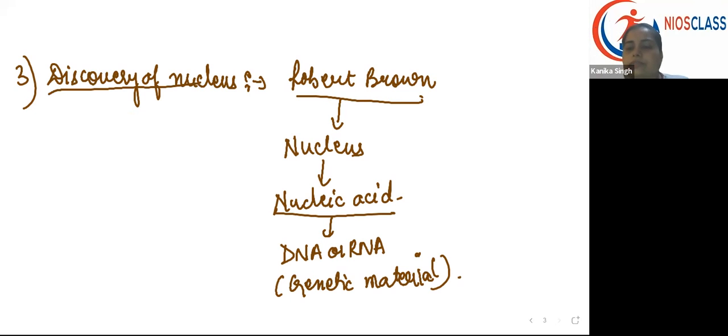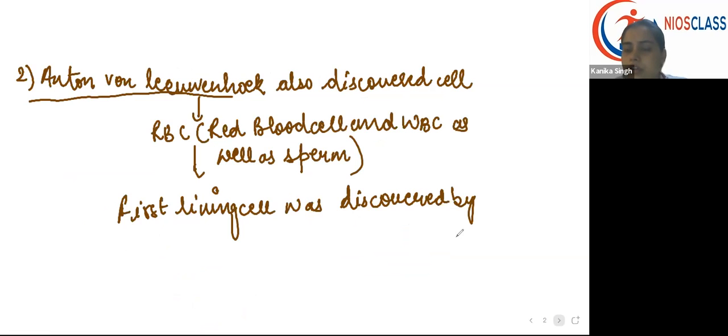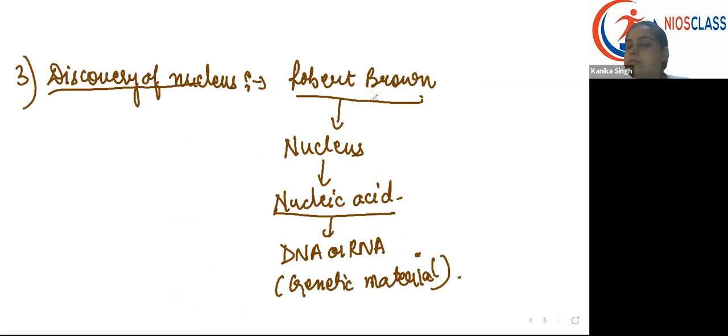So three scientists we have learned till now in the discovery of the cell. First was Robert Hooke. Next scientist was Anton von Leeuwenhoek, and third was the discovery of the nucleus by Robert Brown. These are the different discoveries done by different scientists. Here you can see Robert Hooke discovered in year 1665 a piece of cork under the microscope, and he called its compartments cells. In Latin, it means small room.